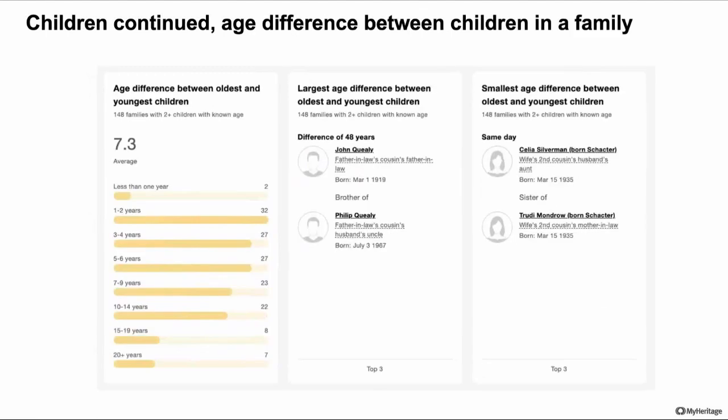And going down in this page called Children, the last section, the last 3 boxes are age differences between oldest and youngest children in a family. So I have families with multiple children. I have 2 siblings, what's their age gap? So we have less than 1 year, 1 to 2, and so on. And who are the people with the biggest age difference between children in the same family? So I have 48 years difference between those. Is it right? Is it a mistake? You can go and figure out from here. And same day is obviously twins.